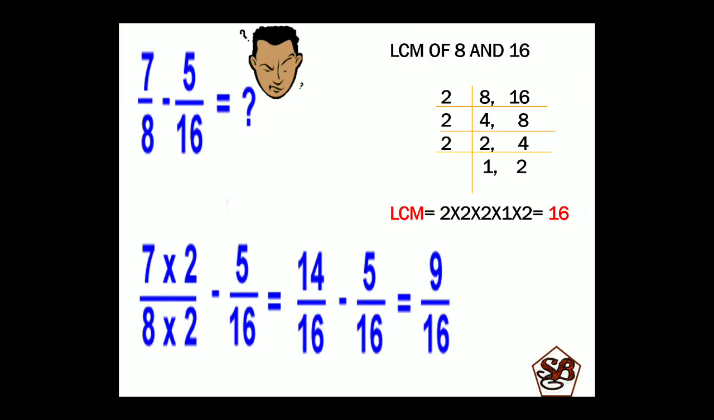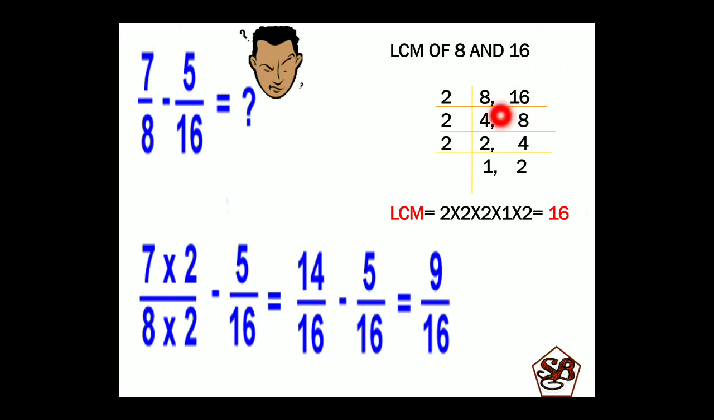Let's take one more example, and this time we are taking a subtraction sum. 7 by 8 minus 5 by 16. Now here also it is an unlike fraction. So we will convert it into like fractions by taking the LCM of 8 and 16.